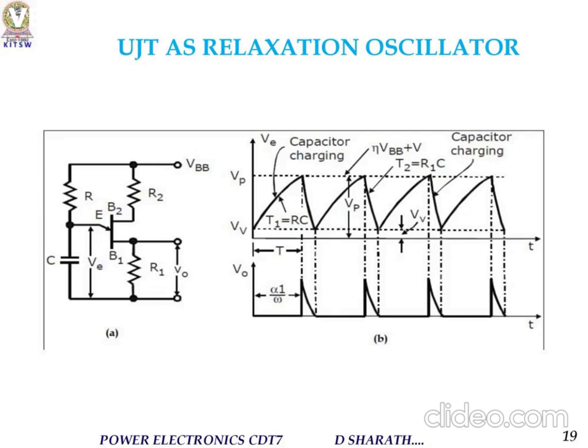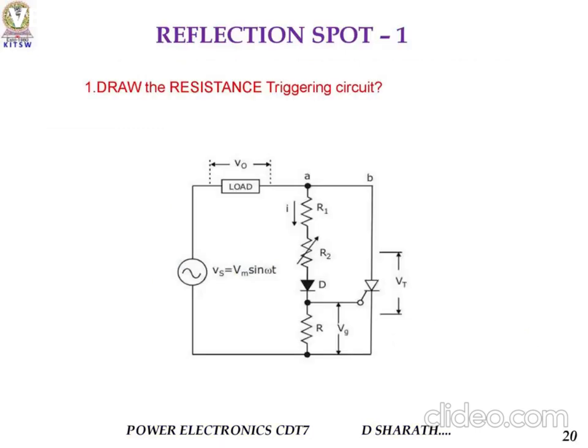So this is how the capacitor will be charged. The time constant of the capacitor is given by T1 equal to RC, and in the second wave there is no charging. After that, the capacitor charges again. So it shows a triangular waveform, and that is why it acts as a relaxation oscillator.